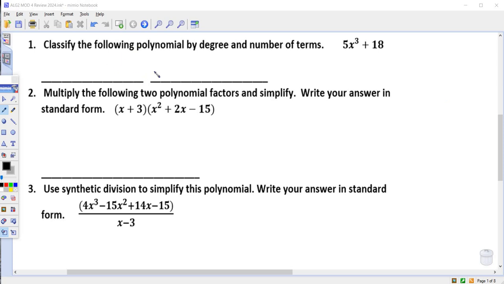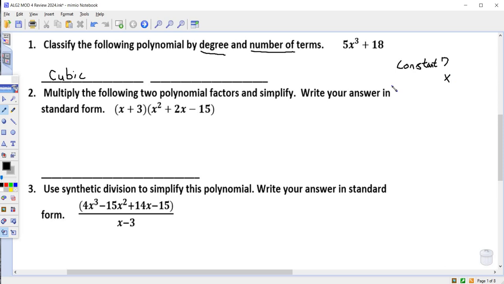Classify the following polynomial by degree and then number of terms. So the degree of this is 3. It's the highest exponent in the polynomial, and we call that a cubic. If it is just a number, like a 7, we call that just a constant.